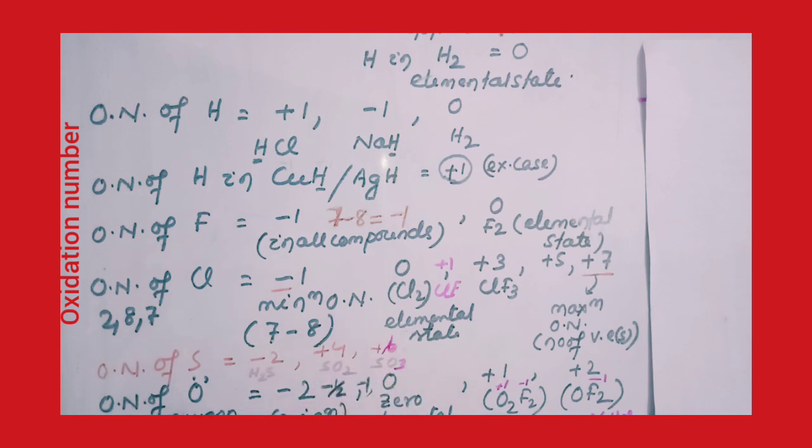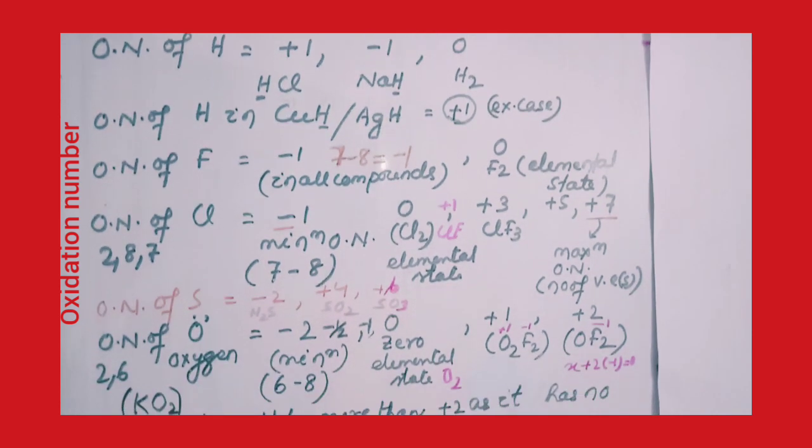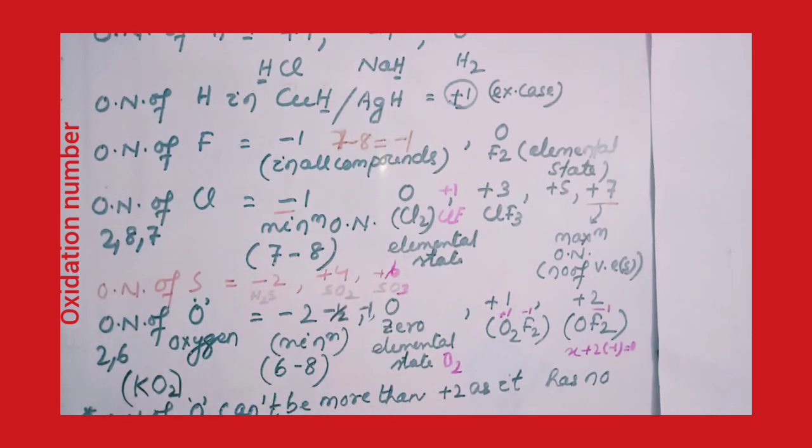In case of oxygen, the oxidation states are minus 2, minus half, minus 1, 0, plus 1, plus 2. Minus 2 when 8 is subtracted from 6. Minus half in superoxides, for example superoxide KO2. Minus 1 in peroxides, 0 in elemental state, plus 1 in O2F2, plus 2 in OF2. You see, in OF2, fluorine has minus 1 into 2 and oxygen has x: x minus 2 is equal to 0, x is equal to plus 2.